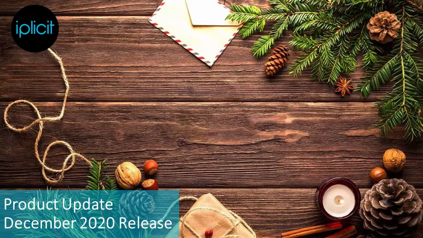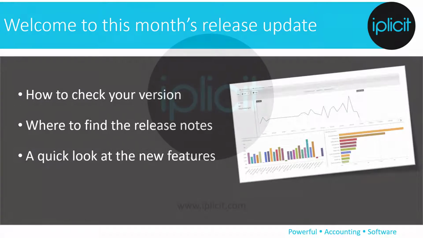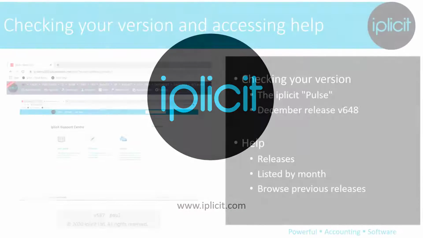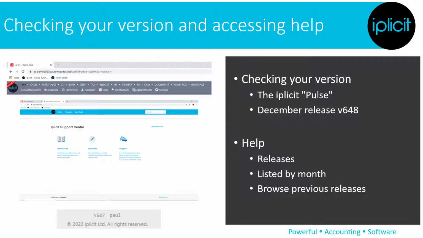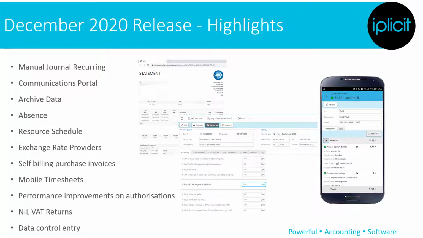In today's video, we'll be covering how to check your version, where you can find the release notes, and we'll be taking a quick look at some of the new features for this month's release. To find out what version you're on, head to the Pulse, and the version number can be located at the bottom of your screen. To find this month's release notes, as well as all prior months' release notes, head to the iplicit Support Center. So now let's take a look at some of the highlights for the December 2020 release.